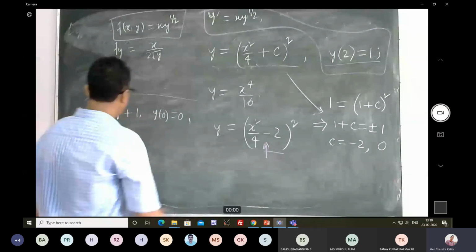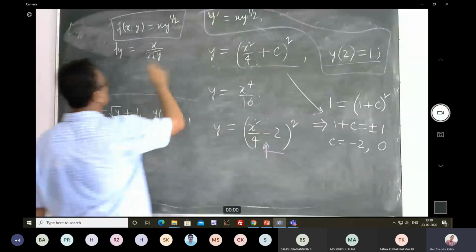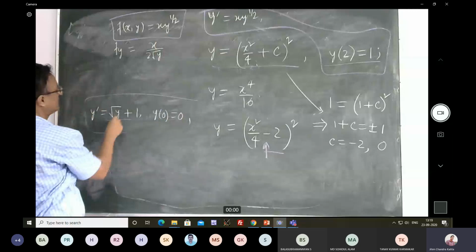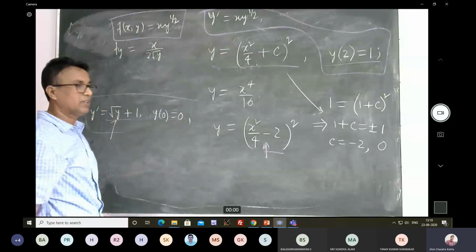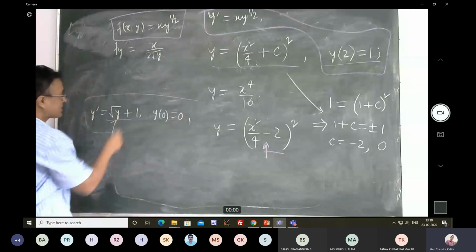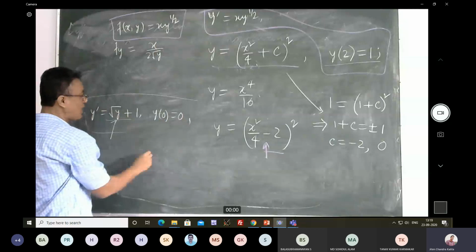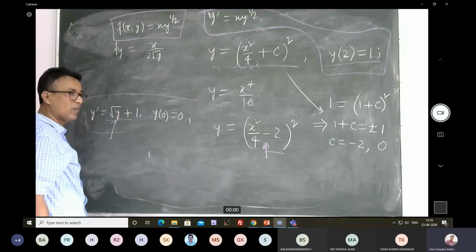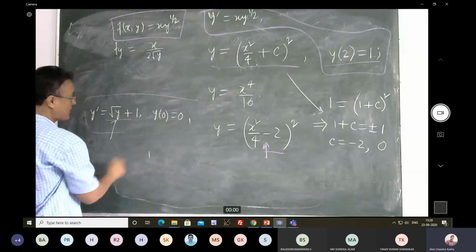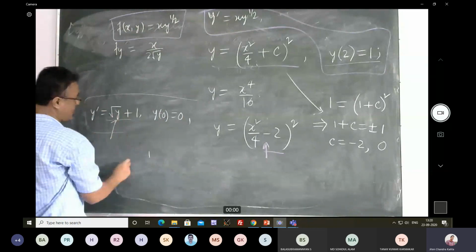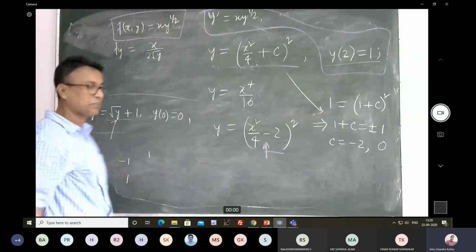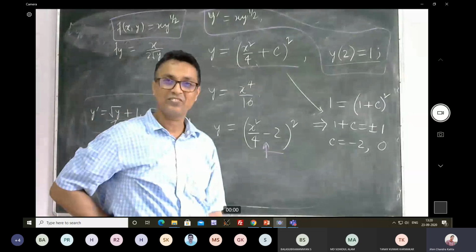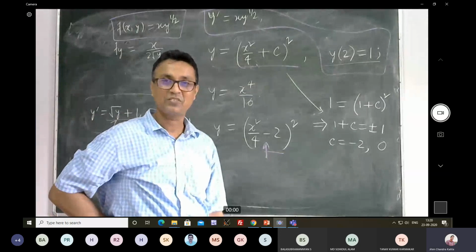See, whenever we have a function like this or this, what is happening now? Suppose I plug in y equal to 1. So I can get two values, isn't it? Square root y can be minus 1 and 1. Is it okay with everybody?